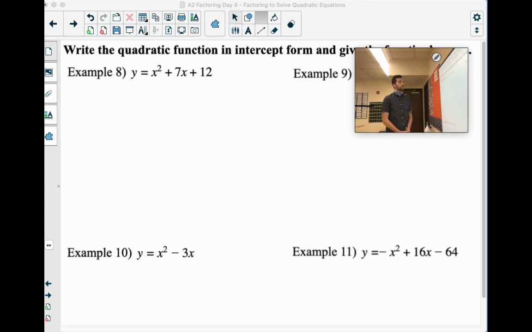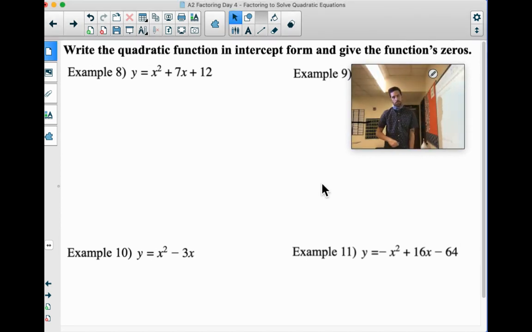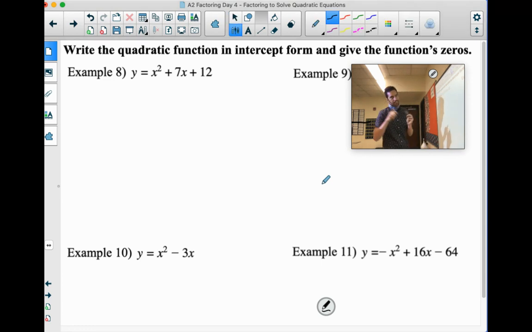Write the quadratic function in intercept form and give the function zeros. Guys, I'm going to let you in on a little secret. This is the same thing we were just doing. Y equals this stuff is the same as we're going to find the zeros by setting it equal to 0. We're seeing when the y's are 0.